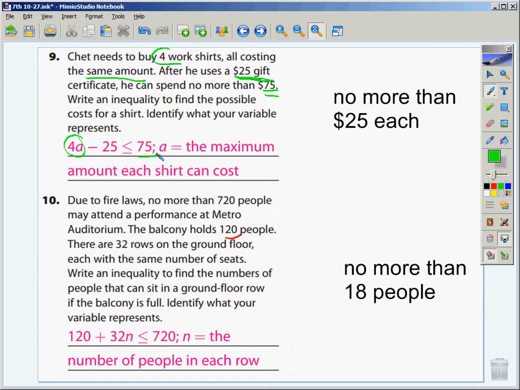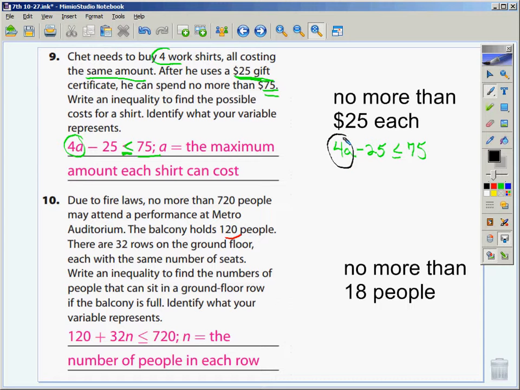Okay? Could I spend all of the 75? Did I have 75 in my pocket? Yes, so I could spend 75. That's why it could be equal. Could I spend more than 75? No, that's why it says less than or equal. So my inequality says 4A minus 25 is less than or equal to 75.